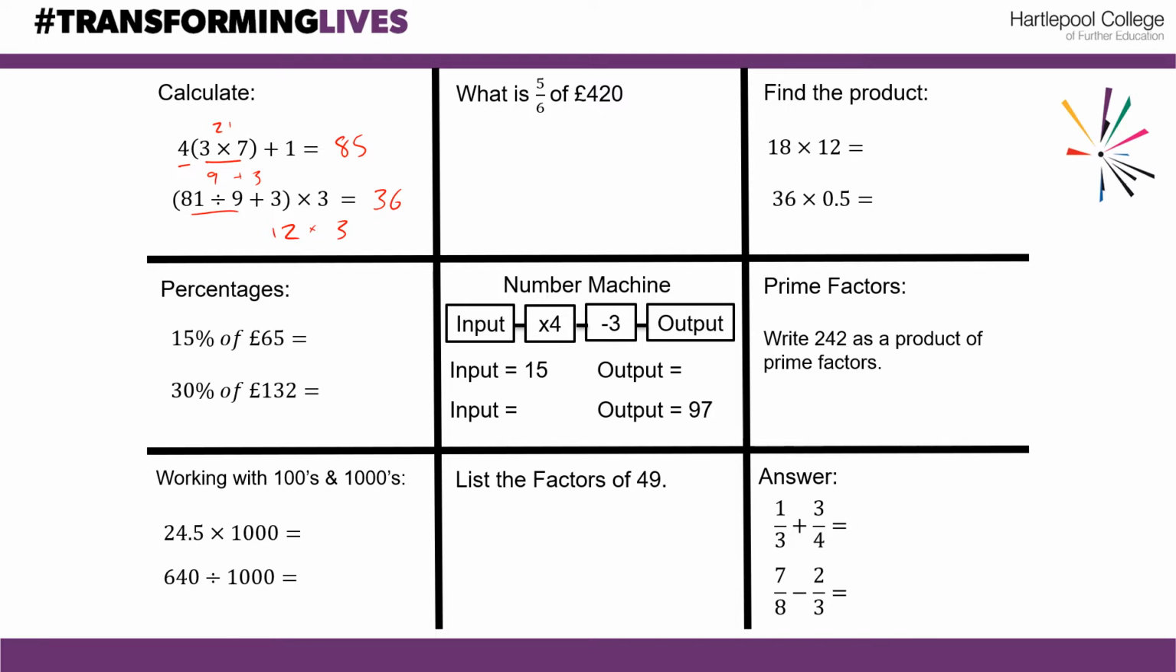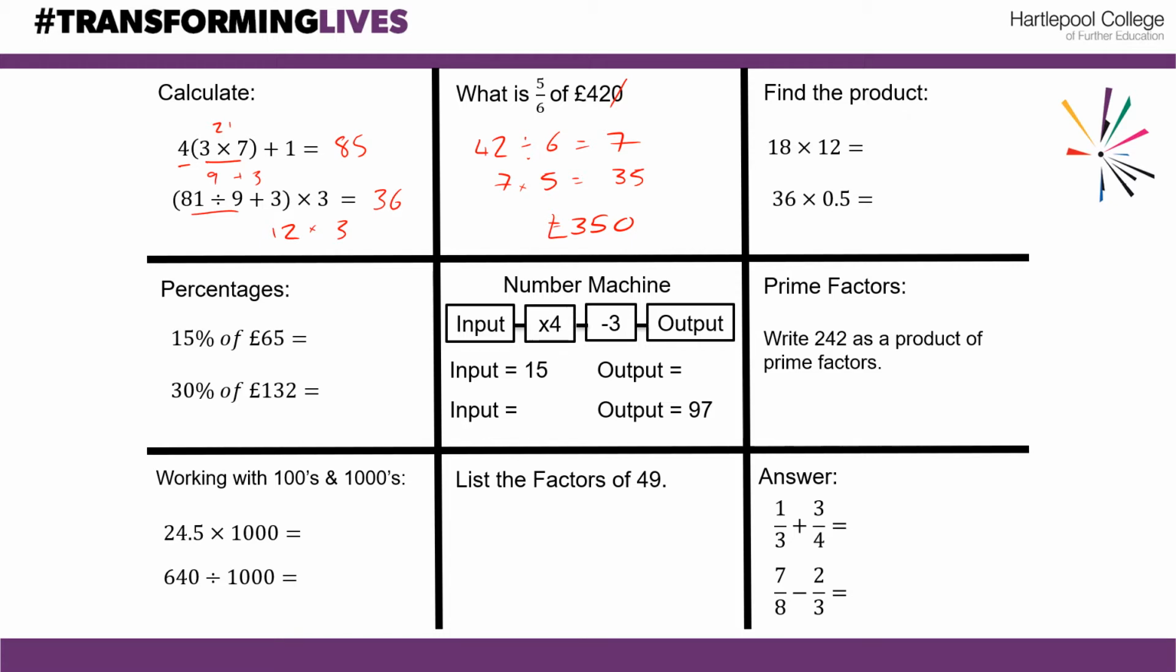Next up, 5/6 of 420. Just to make this easy, I'm going to make that 5/6 of 42, and then I'm going to add the 0 back on at the end. So let's start with 42 divided by 6, gets us 7, and 7 multiplied by 5 is 35, put the 0 back on, a total of £350.